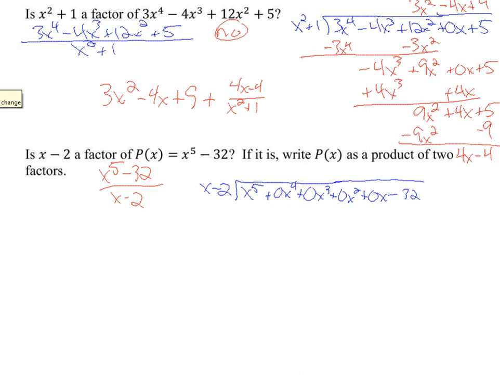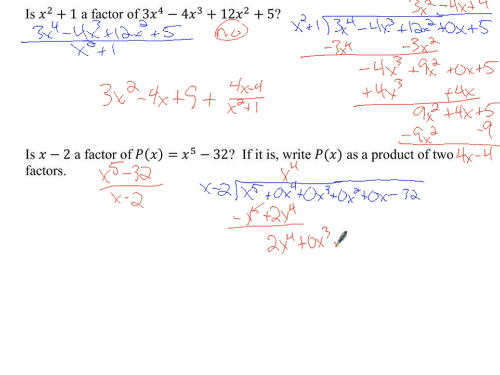So now I'm ready to go. Long divide. X times what gives me x to the 5th? The answer is x to the 4th. So I write it here. X to the 4th times x is x to the 5th. X to the 4th times negative 2 is minus 2x to the 4th. Draw my line, change all the signs, and add. And I wind up with 2x to the 4th here. Notice that now I have this x to the 4th term that I wouldn't have seen had I not included it in my division. Now bring down the plus 0x to the 3rd.